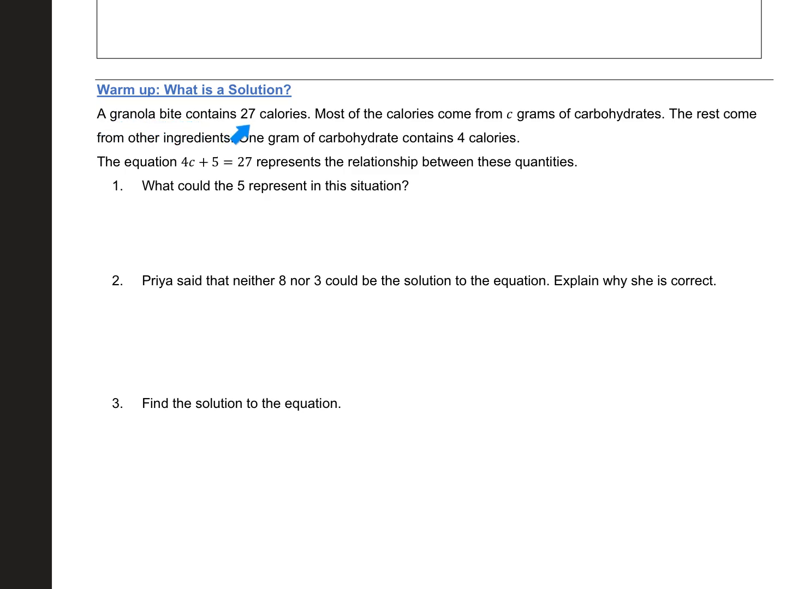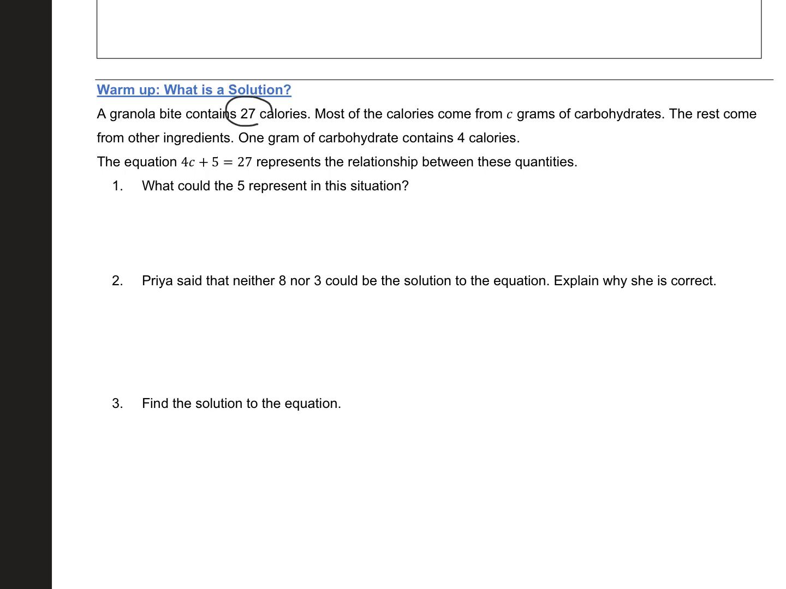A granola bite contains 27 calories. Most of the calories come from C grams of carbohydrates. The rest come from other ingredients. 1 gram of carbohydrates contains 4 calories. The equation 4C plus 5 equals 27 represents the relationship between these quantities. So our first question says, what could the 5 represent in this situation?